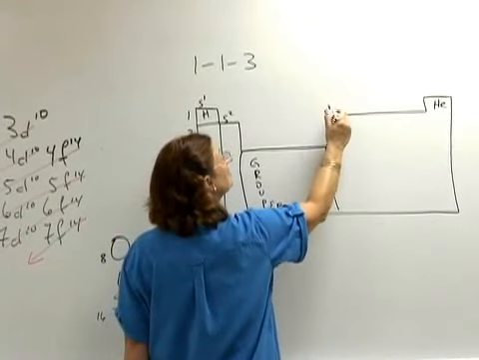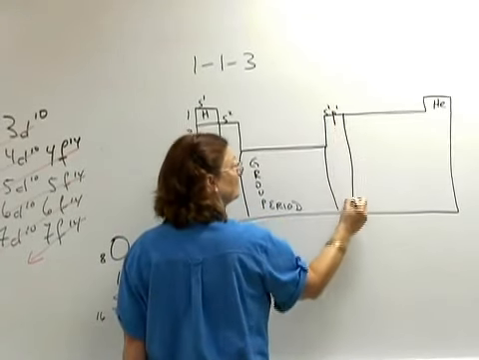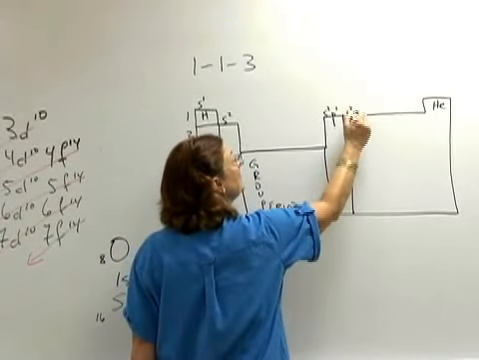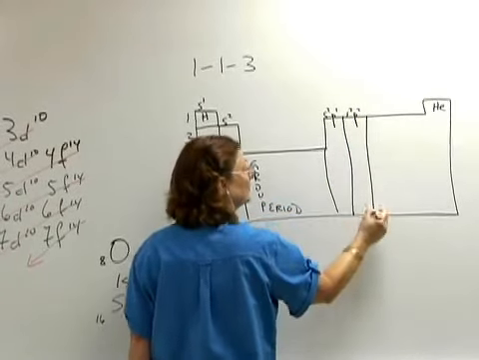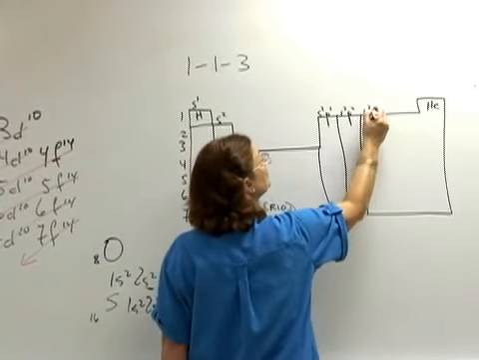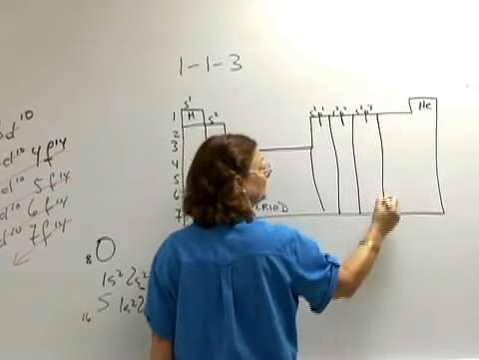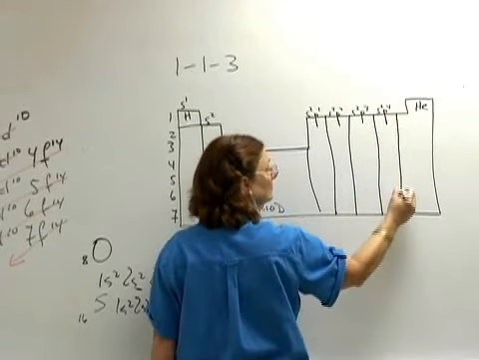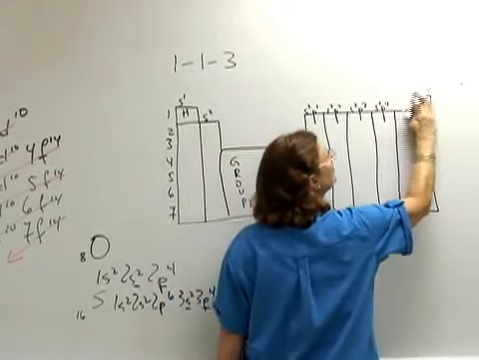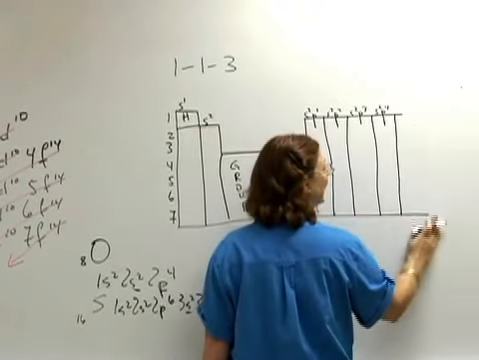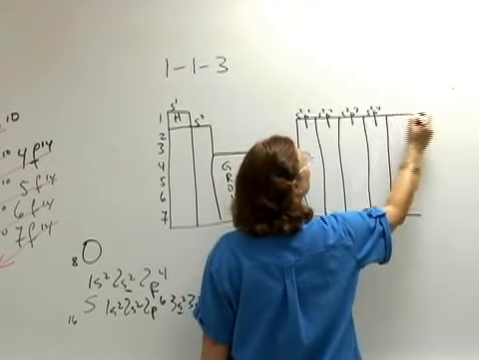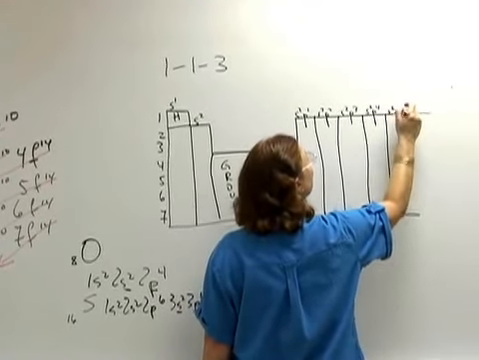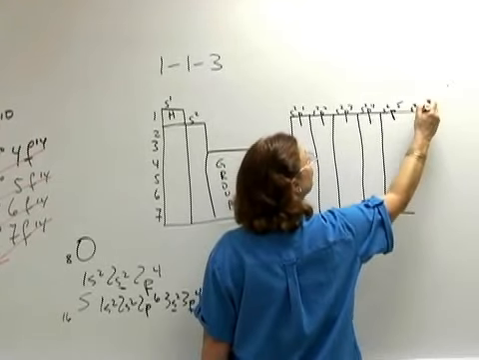Then we have s2 p1. Then we have s2 p2. Then we have s2 p3. s2 p4. Oh, I have to change it a little bit here. That happens from time to time. s2 p5 and then s2 p6.